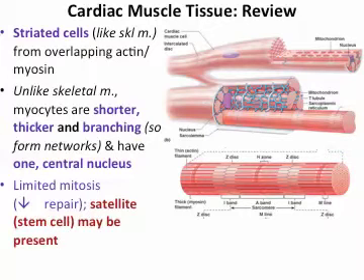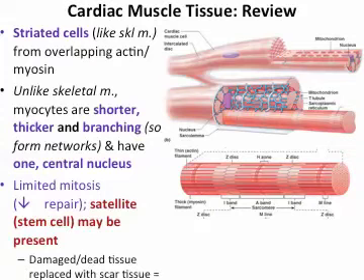There's limited mitosis of these cardiac muscle cells, so there's a decreased ability to repair your cardiac muscle tissue, or your heart, when it gets damaged. There may be satellite or stem cells to do some limited repair, but mostly when you damage your heart muscle cells, the fibroblasts that live there will just create scar tissue in the heart, so then the heart won't pump as well.